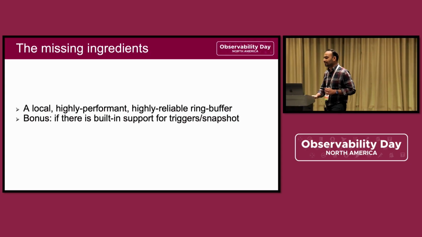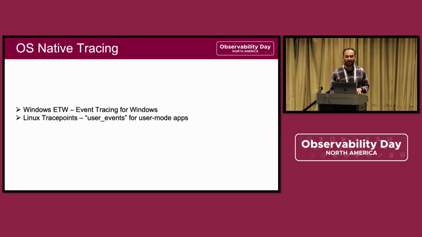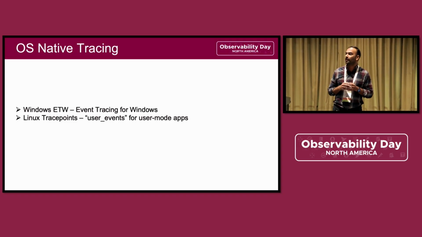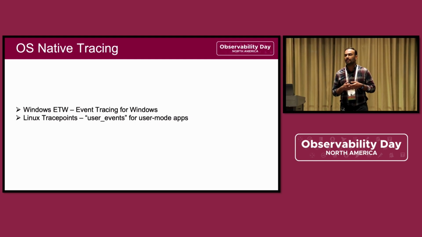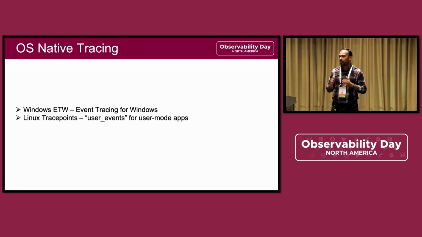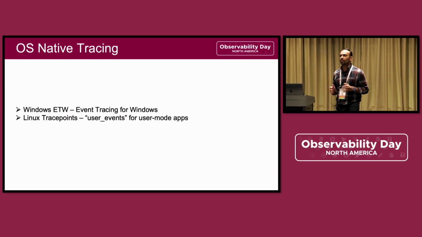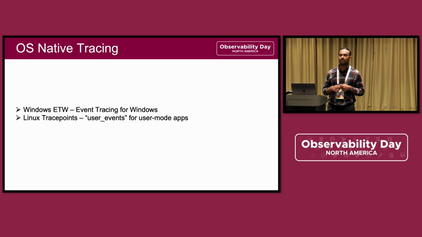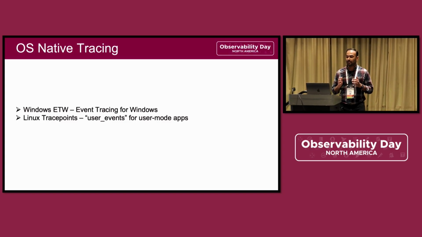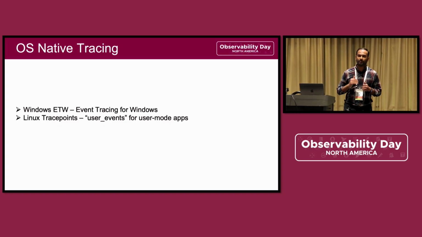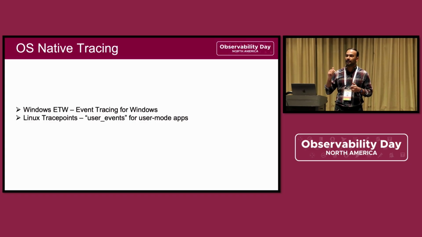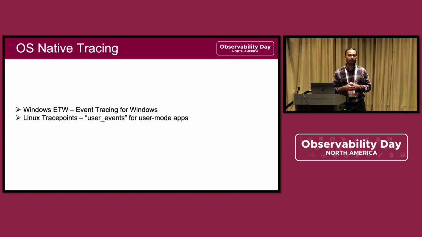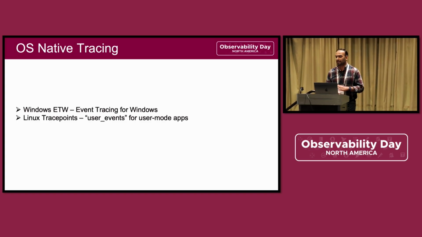The good news is operating systems already have these mechanisms baked into them. On Windows, it's called Event Tracing for Windows, or ETW for short. In Linux, it's called Linux Tracepoints. Both are at least 10 to 15-year-old technology. Recently, Microsoft contributed something to the Linux kernel called user events, which basically allows user mode applications to write events to Linux Tracepoints. Previously it was restricted to kernel mode events, but now it can be done from user mode applications, aka OpenTelemetry.